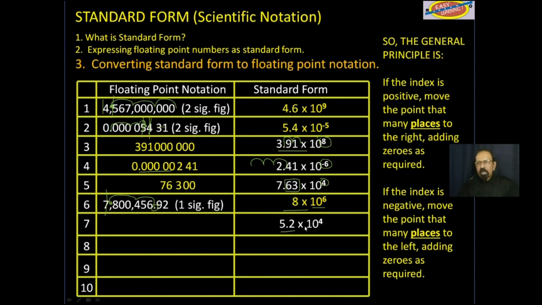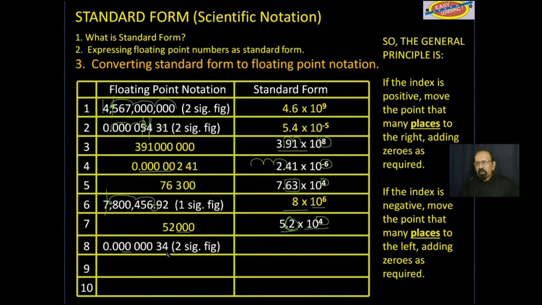5.2 exponent 4. This number is greater than 1. So obviously we will move the point to the right. So you have the 52. This 0 takes up one of the places that we need to move the point, and so we have to add 3 zeros.